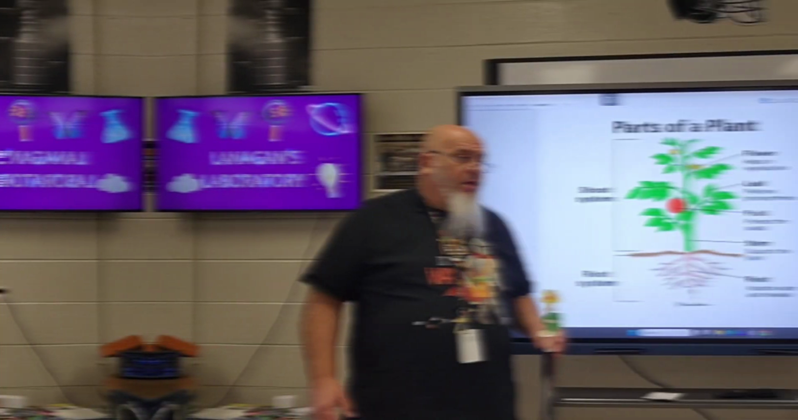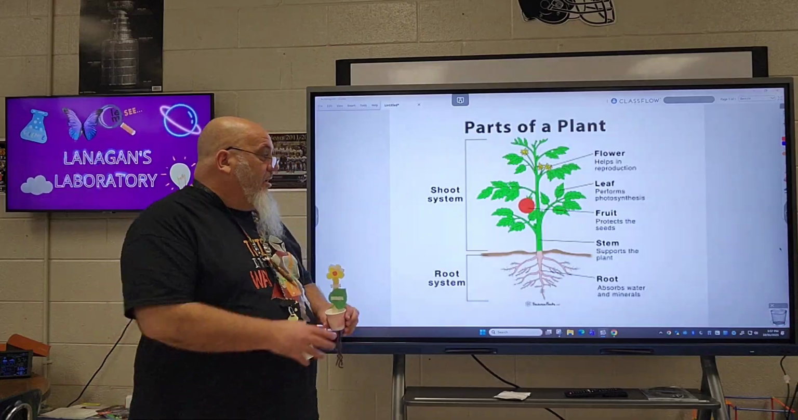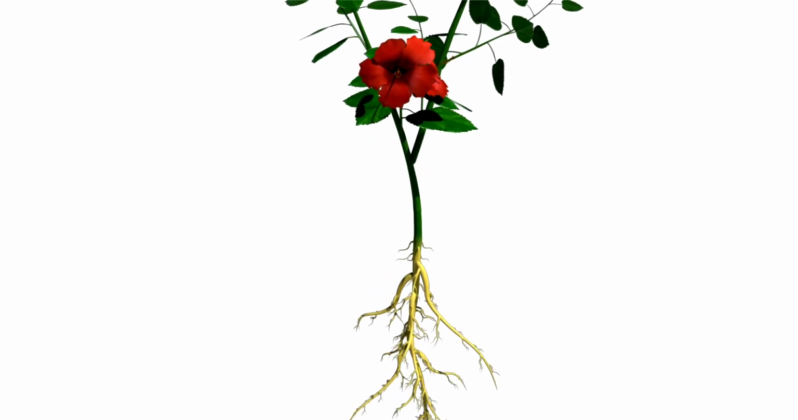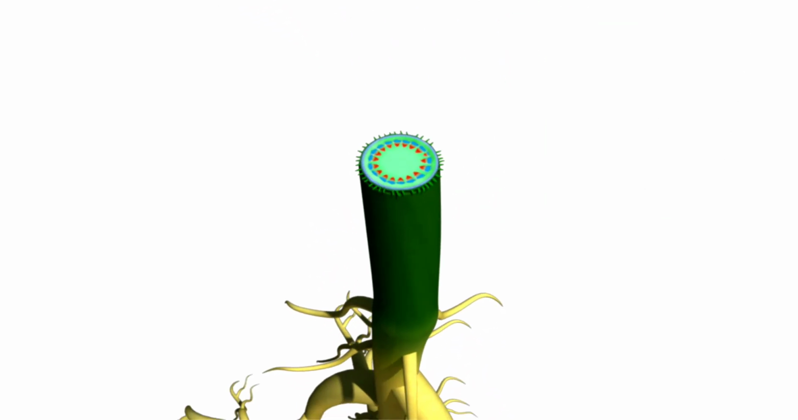On day 2, we learned all about the different parts of the plant. We learned how the roots absorb water and minerals and they hold the plant to the ground. The root takes those water and minerals and brings it up to the stem. And the stem, while it's supporting the plant, carries that water and minerals to all the different parts of the plant.